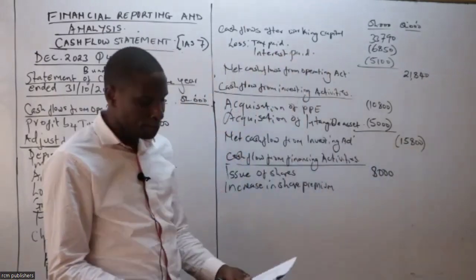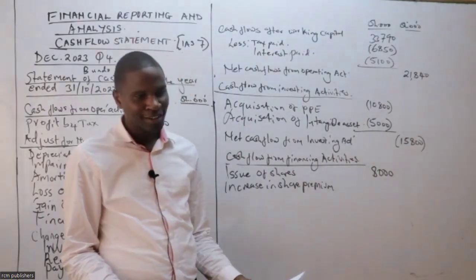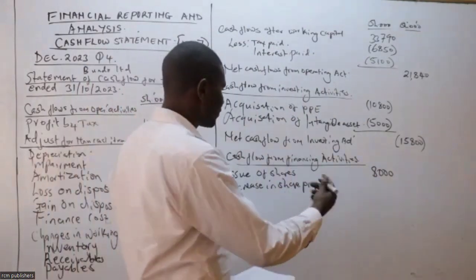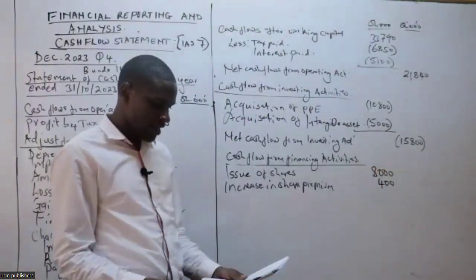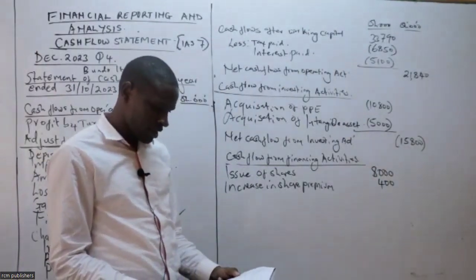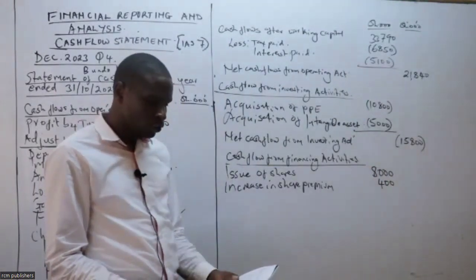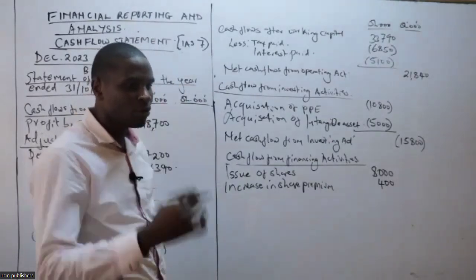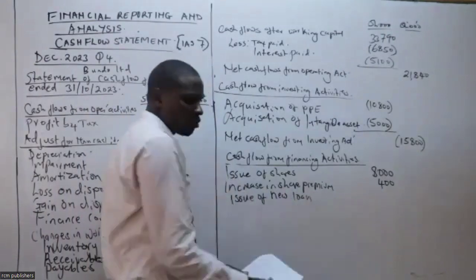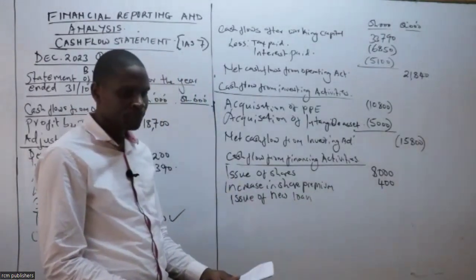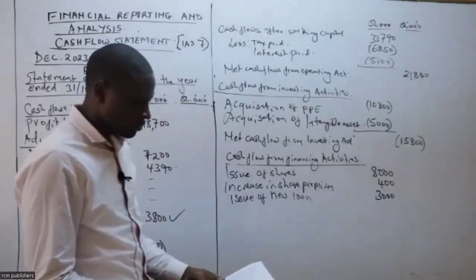Can you give me the value of our share premium? Give me the value of our share premium. We have 3,000 and then at the beginning we had how much? 26. Therefore, there was an increase of 400, like that, done. Then we look at the other item that we have been given here. Can you look at the additional information, where we were told there was an issue of neuron worth how much? Issue of neuron. Worth how much? 3,000. Yes, and additional information, the issue of neuron was worth 3,000.